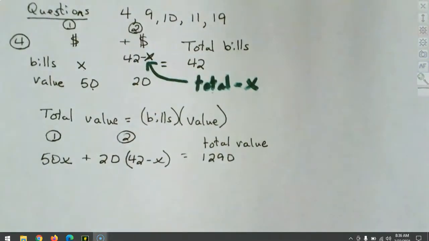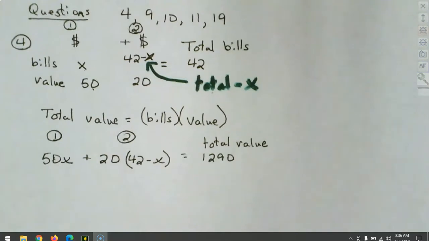I'm not going to finish it all for you, but you can finish it. Now we want the number of 50s. So when we solve this out, we'll get the value of X. Okay, and X is going to be the number of $50 bills. I set the 50s as X because that's what we want to find. It'll just save us a step. You could do it the other way with the 20s first, but in this case, since we want to find the number of 50s, it's going to be easier if we make it X here.